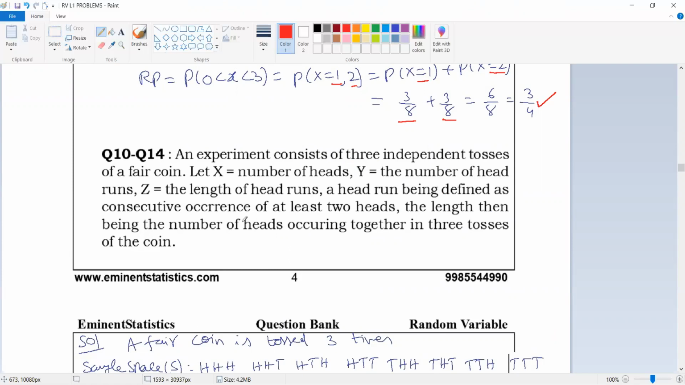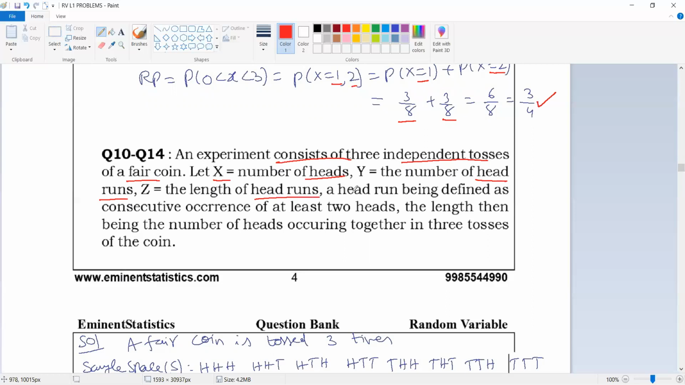We consider an experiment consisting of 3 independent tosses of a fair coin. Probability of getting head, probability of getting tail. Say X is what here? Number of heads that appear when a coin is tossed 3 times. Y is the number of head runs. Y counts the number of head runs. Z is the length of the head runs.